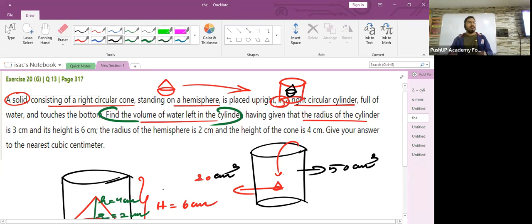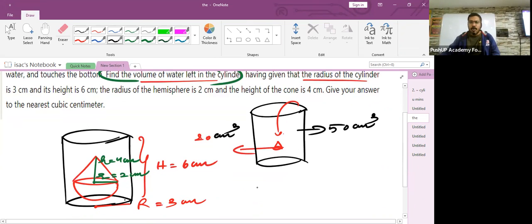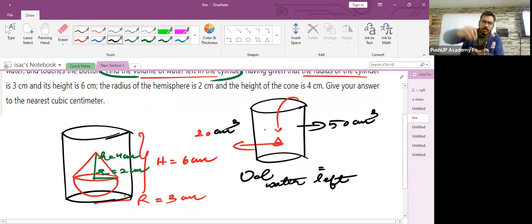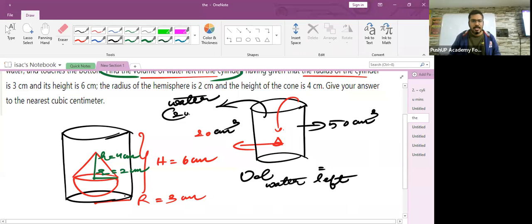The volume of water contained inside the cylinder is how much? 50 centimeter cubes. I'm dropping a cone into it whose volume is 20 centimeter cube. I'm asking you, what will be the volume of water left inside the container? You all know if the volume of the cone which you have dropped into the container is 20 centimeter cube, then the quantity of water which will come out, that will also be 20 centimeter cube.